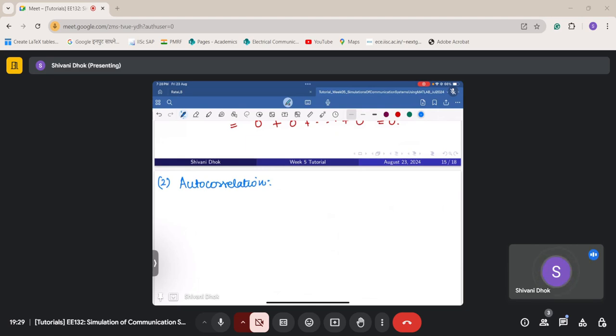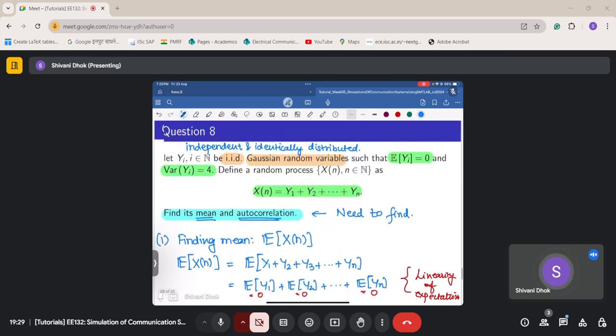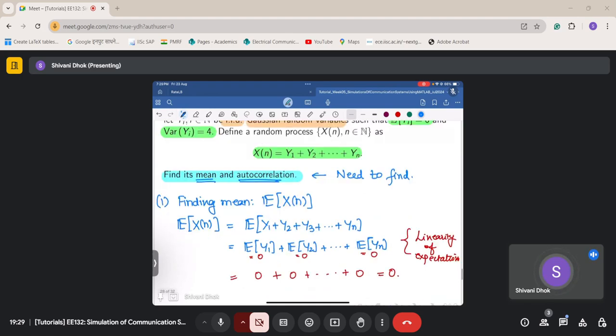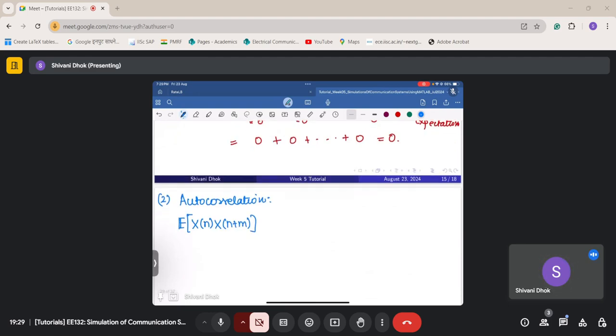So here what we will find out is expectation of x of n into x of n plus m. I'm not putting a conjugate sign because anyway these yi's are Gaussian random variables, which means that these yi's are anyway real. So even if I put conjugate sign or if I don't put conjugate sign, it is okay. When I have complex random variables, it is mandatory to have a conjugate sign. Okay, so this is what we are having here.